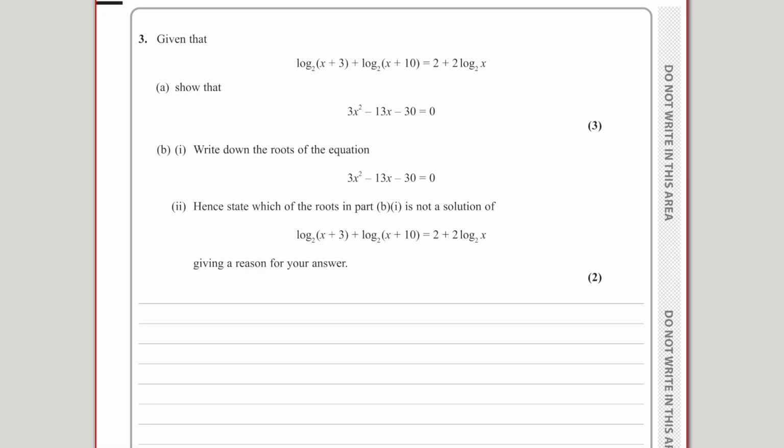Question 3. Given that log base 2 of (x plus 3) plus log base 2 of (x plus 10) is equal to 2 plus 2 log base 2 of x, show that 3x squared minus 13x minus 30 equals 0. So we're just going to use the rules of logs to do some rearranging here. So when we have a plus with the logs, we can times the 2 arguments. We can join these 2 logs together. So we can change it into log base 2, x plus 3 times x plus 10.